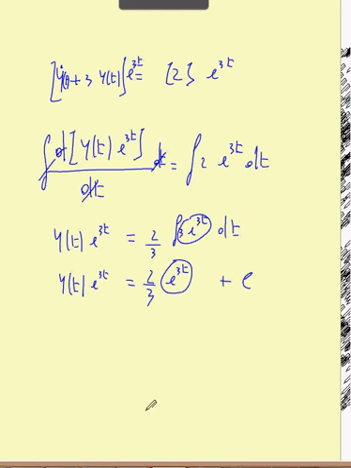But 2/3 is what? It is the equilibrium solution. Y star was equal to 2/3. So the general solution is y of t equal to y star plus the constant times e to the power of minus 3t. This is the general solution.